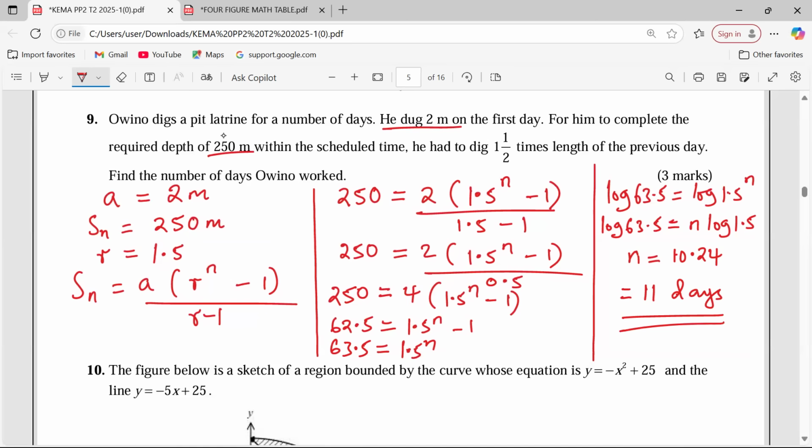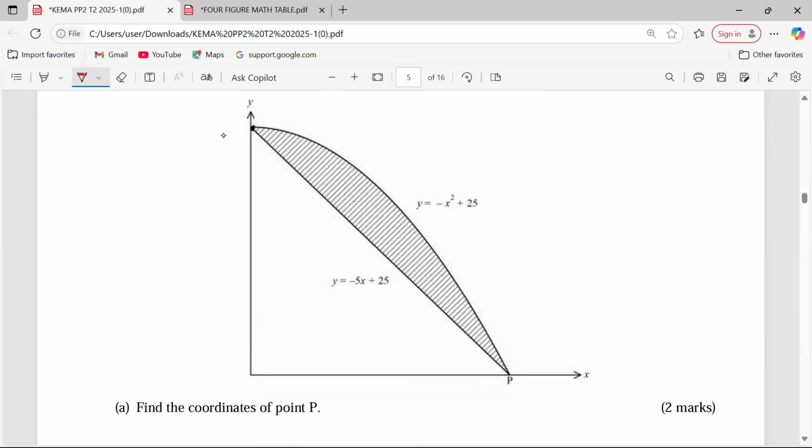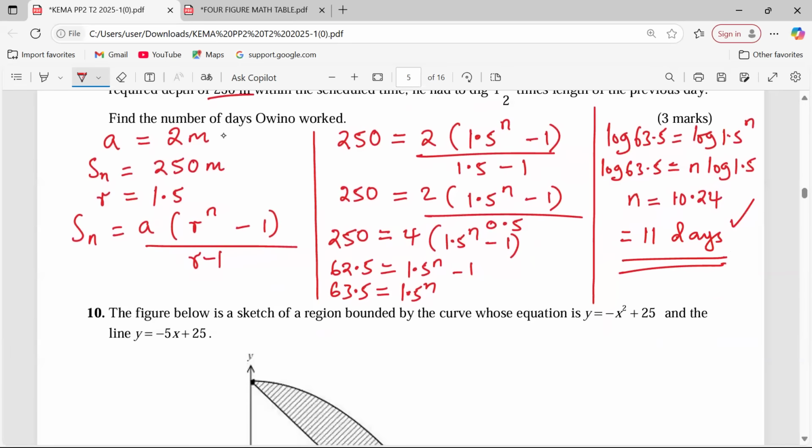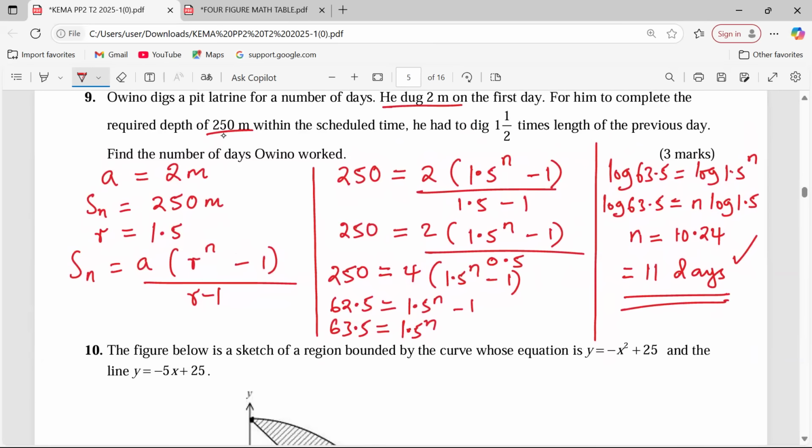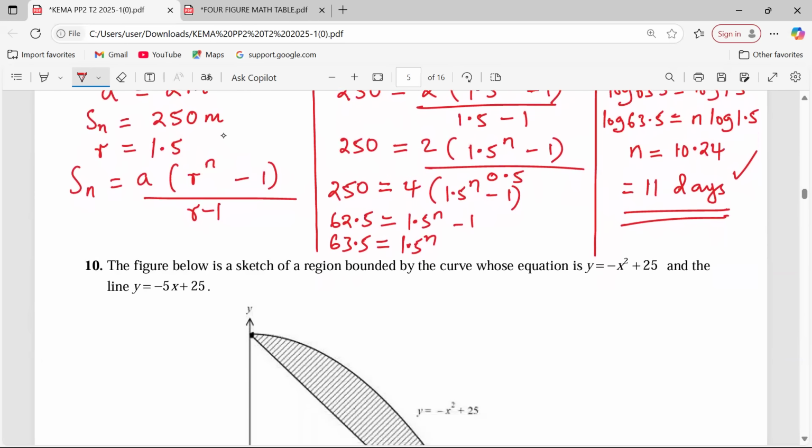There are some cases, logically, when you are rounding off, you round to the next value, regardless of the value after the decimal point. People might think that 10.2 cannot be increased to 11. But logically, Owino is going to wake up for the 11th day for him to finish up the work. So 10 days will not be enough. All right.